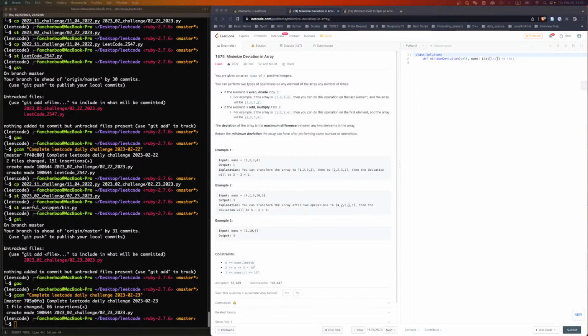Let's try the second one. So it'll be 1, 3, 4, 5, 20, right? Now the smallest is 1, largest is 20. So I'll do one operation, smallest times 2, so it will be 2. And then the smallest I cannot change further. The largest I can divide, so the largest will be 10. Then I can divide again, that will be 5. Then I cannot go further, so the difference will be 3.